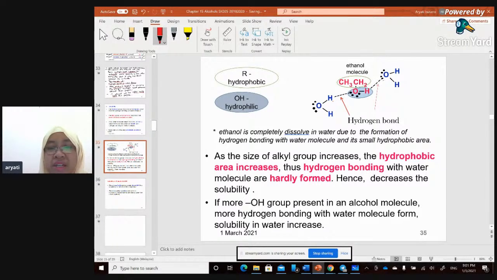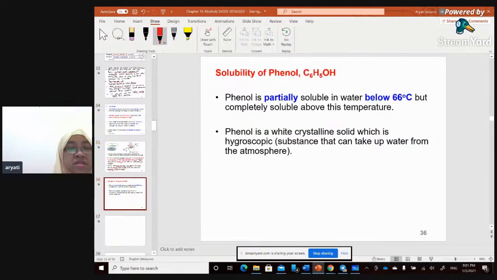So as the size of alkyl group increase, hydrophobic area increase. Okay, the hydrogen bond with water molecule are hard to form sebab dia punya hydrophobic area increase. So it will decrease in solubility. If more OH is in alcohol molecule, more hydrogen bond will form. So the solubility in water is increased.